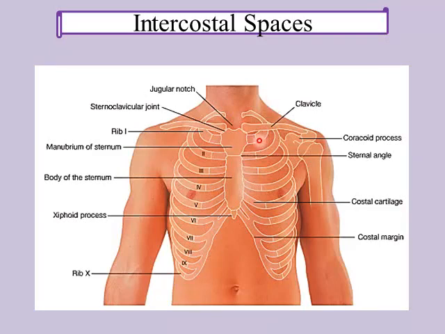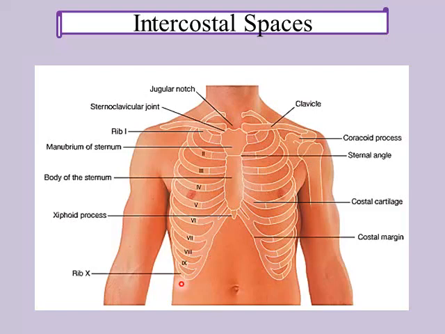How can we count the intercostal spaces? The space below the rib is its intercostal space. So this is the first intercostal space, second, third, fourth, fifth, sixth, 7th, 8th, 9th, and 10th. The 11th intercostal space is between the two floating ribs. It is a short intercostal space, but it is present between the two floating ribs.